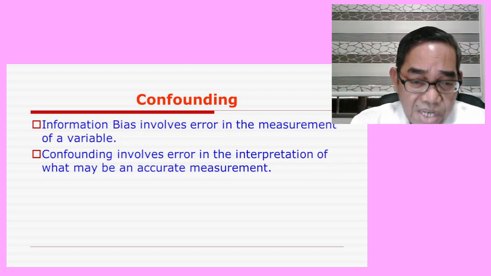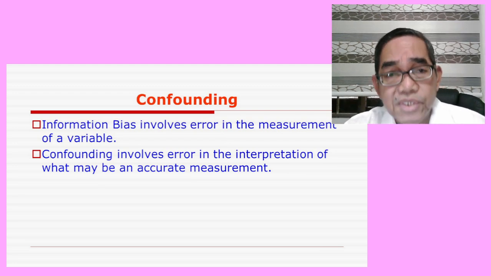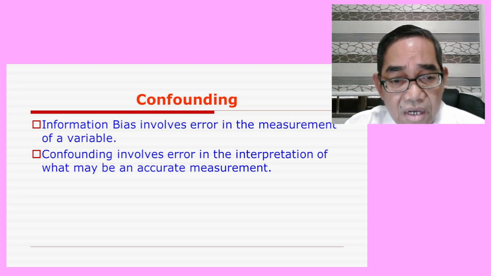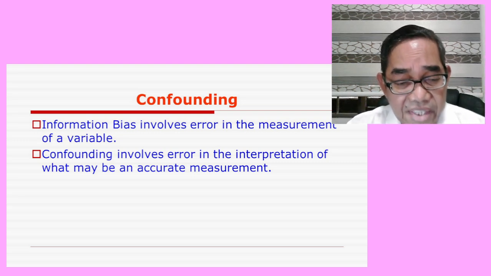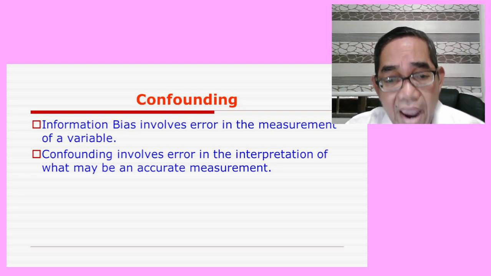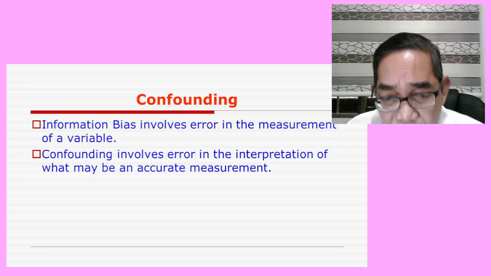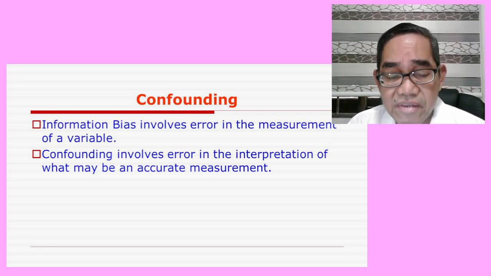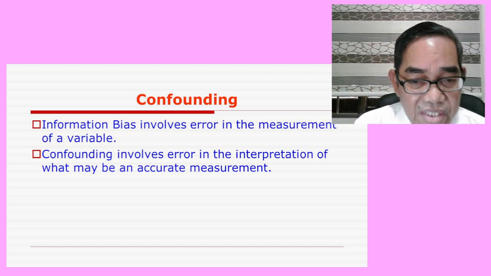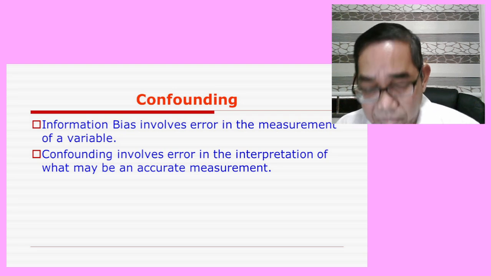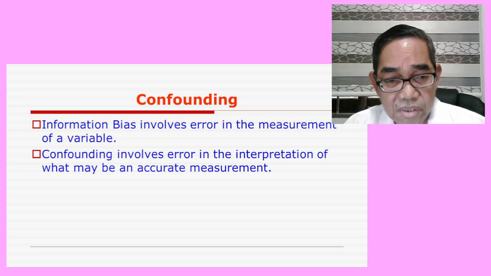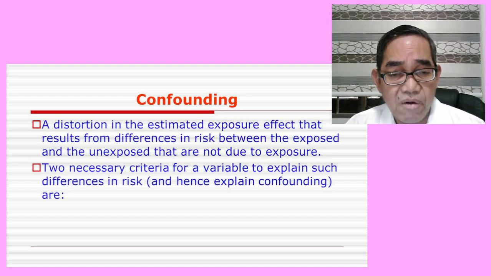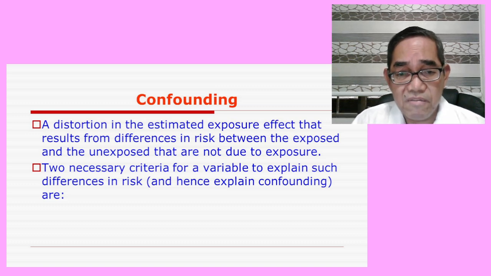While information bias involves error in the measurement of a variable, confounding, on the other hand, involves error in the interpretation of what may be an accurate measurement. So there is no information bias, but the bias that we have is confounding. So let's try to define what a confounding is.